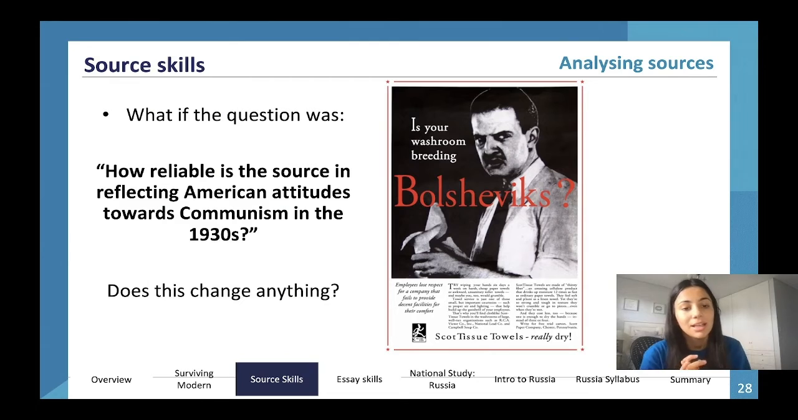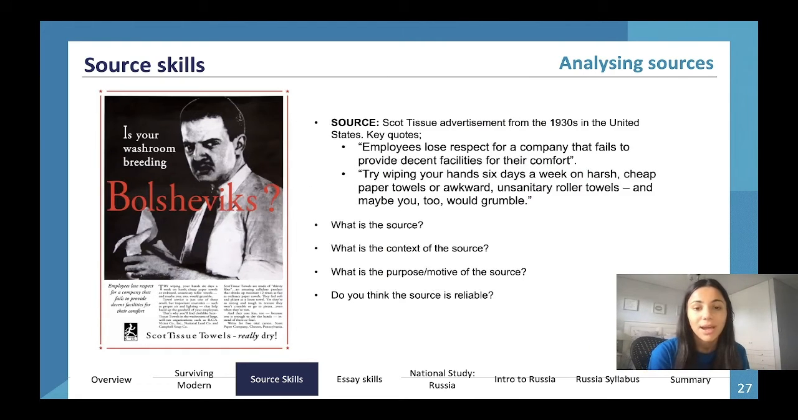So let's look at the difference. If the question was, how reliable is the source in reflecting American attitudes towards communism in the 1930s? That changes the question, does it not? That changes the nature of the question in comparison to just looking at the source. And that's why the question and what they're asking you about the source is so important. And I think that doing practice questions and past papers is so important, because naturally you're answering the source in relation to the question.